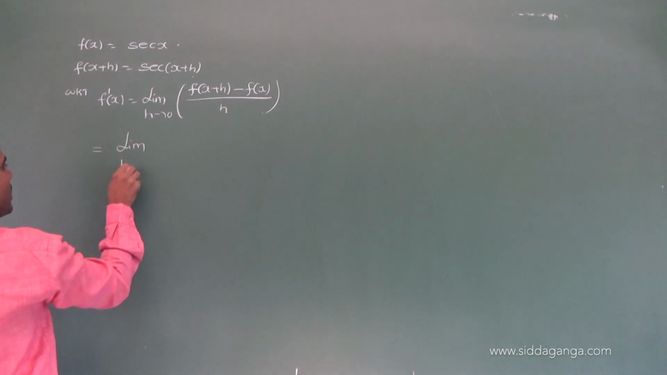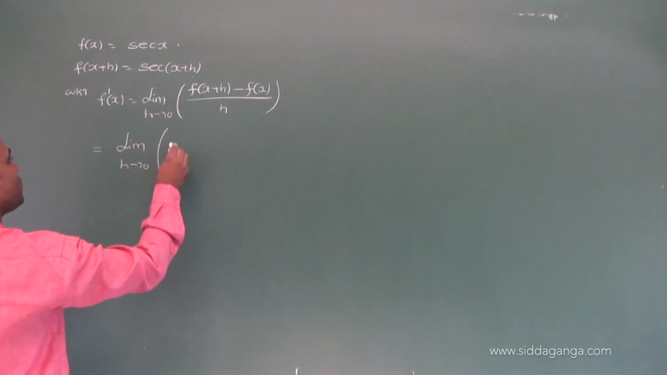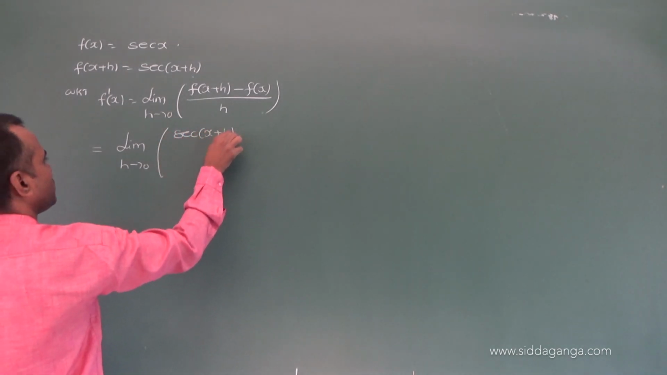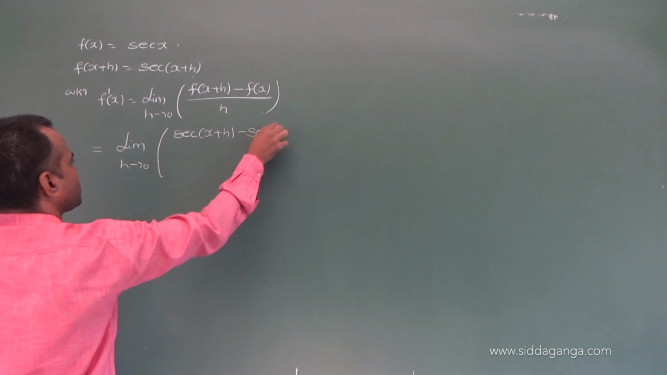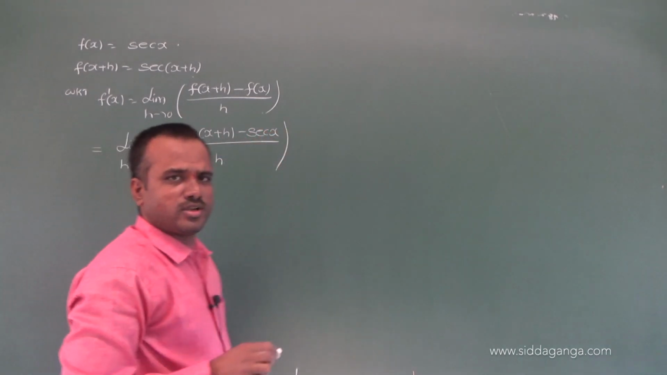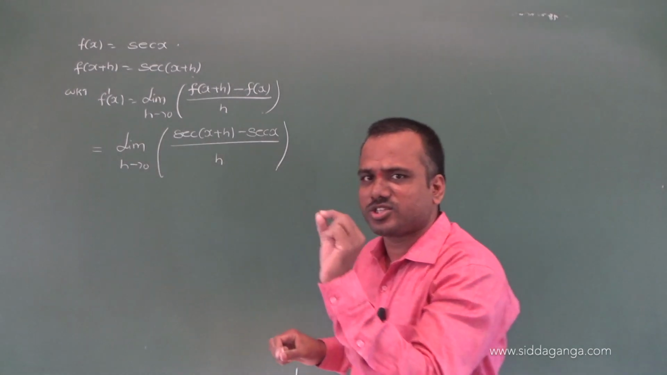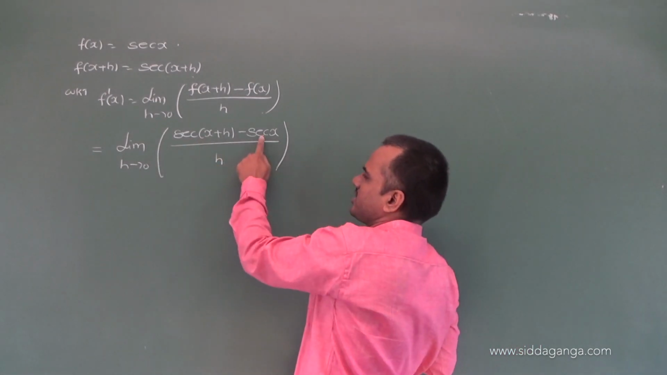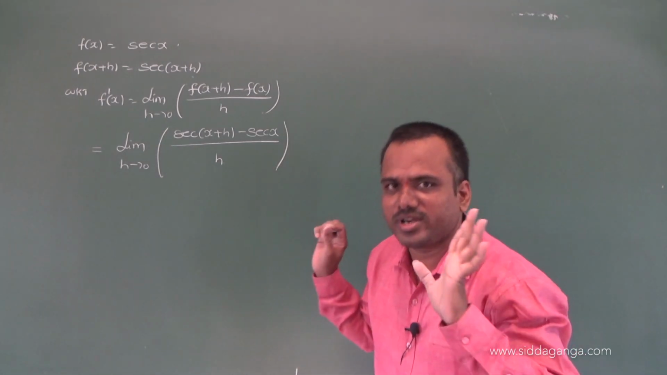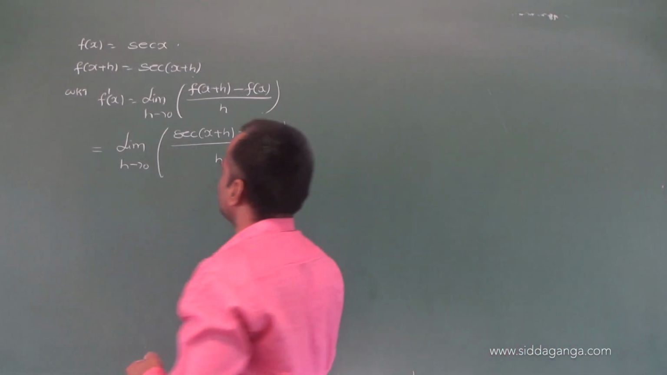Limit h tends to 0, secant of x plus h minus secant x, whole divided by h. Correct? If you substitute h equal to 0, secant x minus secant x is 0, and h is 0, so it is 0 by 0, an indeterminate form. Then how to solve this one?